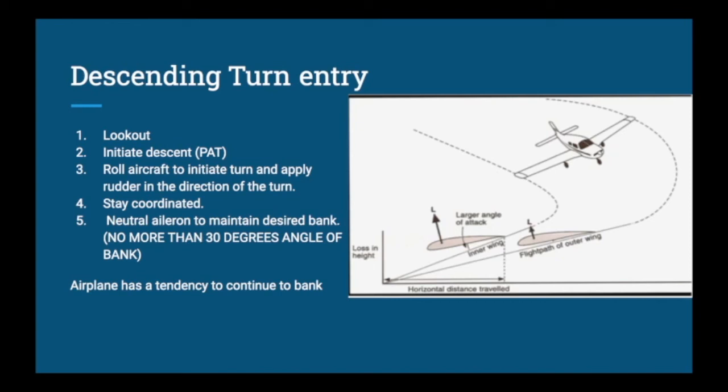Anything more than that, you start to get a really high descent rate. It's just aggressive. You don't need a 45-degree angle of bank in a descending turn. 30 degrees is the limitation. Once again, we look at the loss in altitude, or the angle of attack from the wing and the relative wind, and you'll see the larger angle of attack is on the inboard wing.